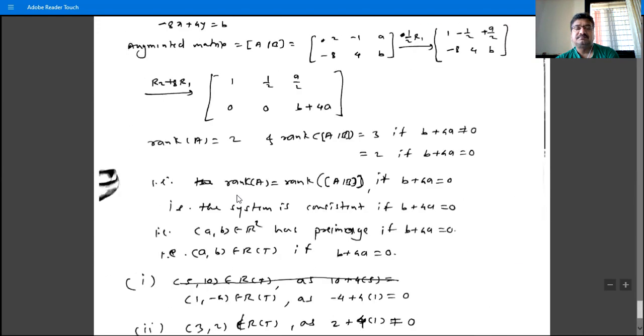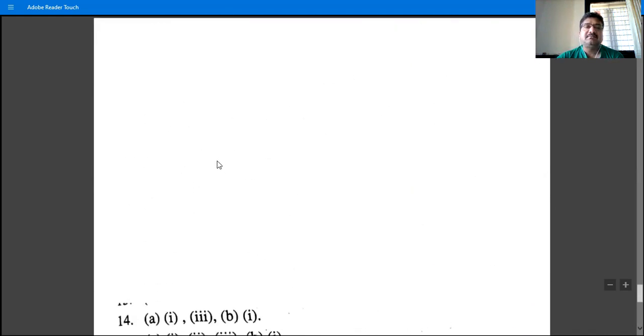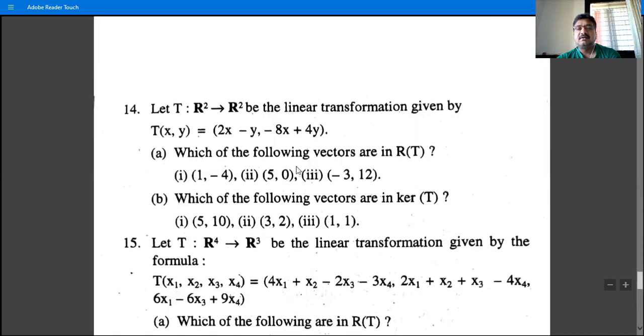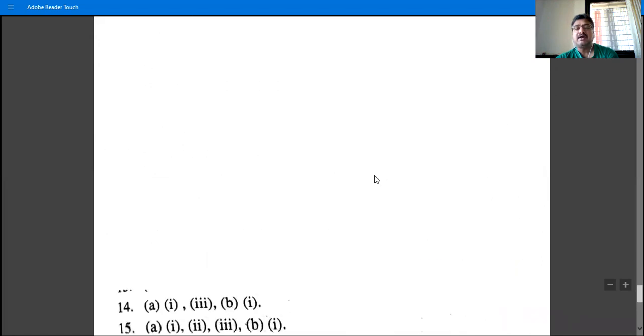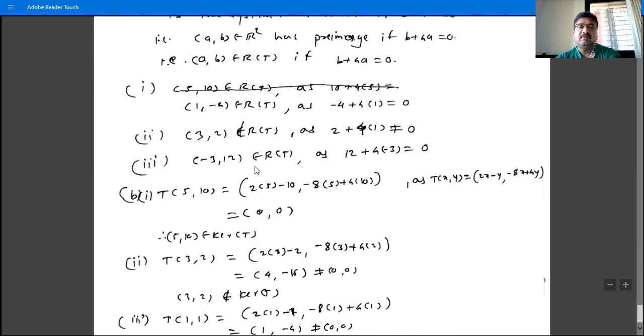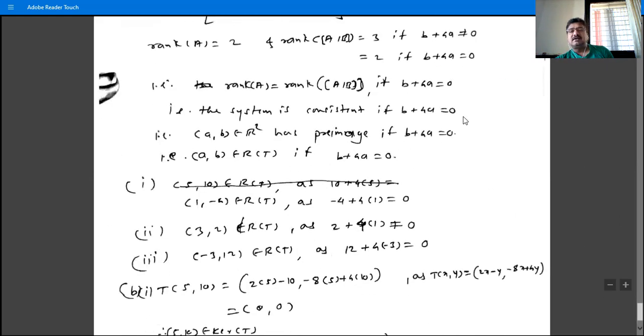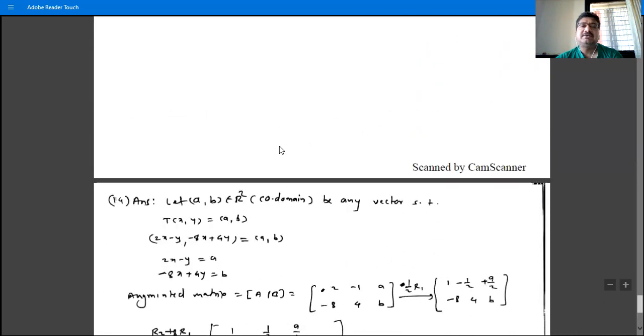What is the next element? (−3, 12) is this element. (−3, 12) belongs to R(T). Why? Because b plus 4 into a is 12 plus 4 into −3, which is 12 minus 12, equal to 0. And so this (−3, 12) belongs to R(T). So when the element belongs to R(T), we will find this condition, that is, it has a pre-image.